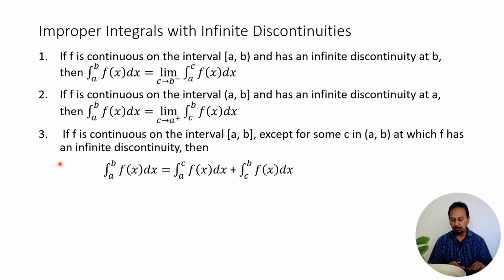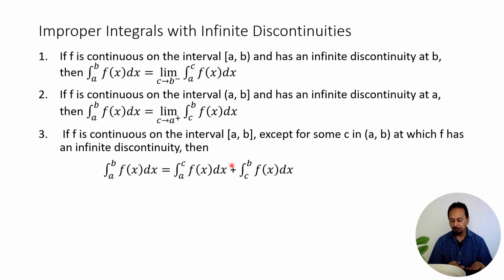Number three, if f is continuous on the interval from a to b except for some number c in the interval ab at which f has an infinite discontinuity, then you have to break it down. The integral from a to b of f of x dx equals the integral from a to c of f of x dx plus the integral from c to b of f of x dx.